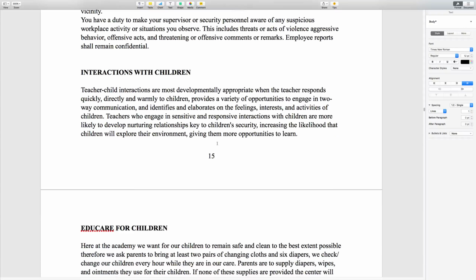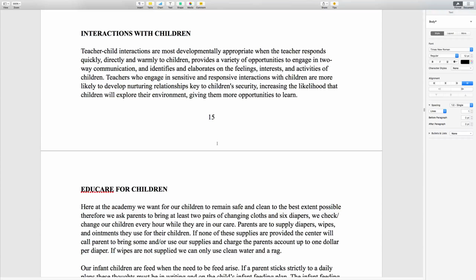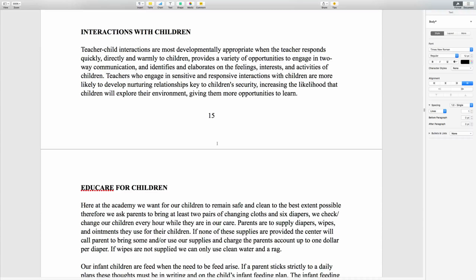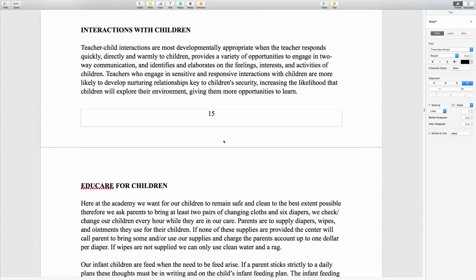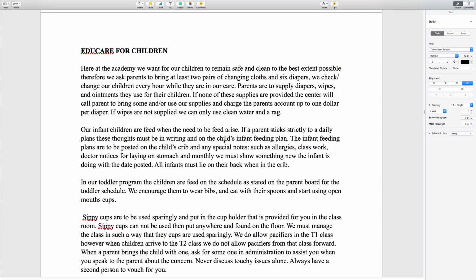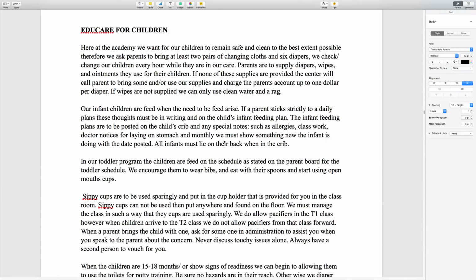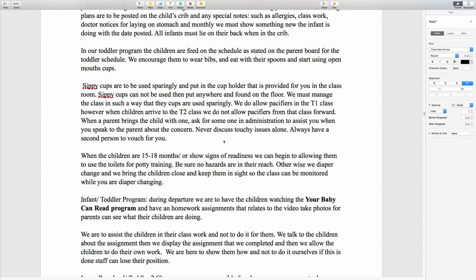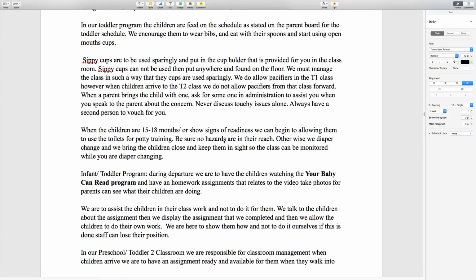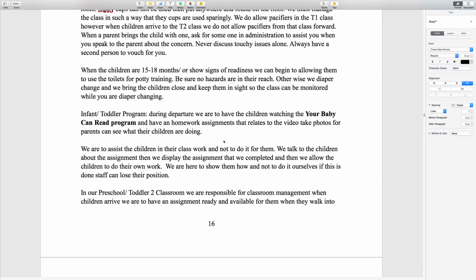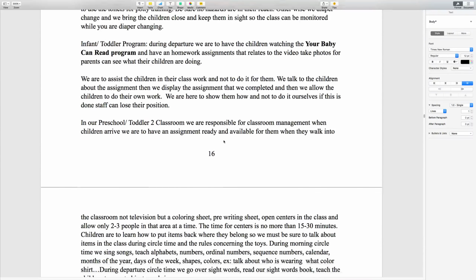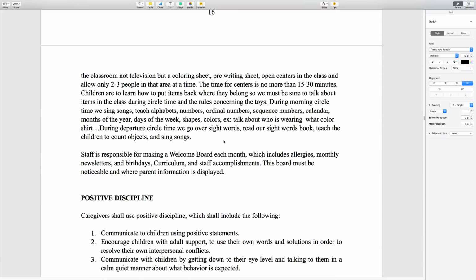Interactions with children, you talk to them about how you want the interactions done with your children, because that's important for them to go through this particular training with you. So you may have an interaction training, you may have an educare training, because we walk them through feeding infants, feeding schedules, sippy cups, signs of readiness, how the infant and toddler program operates, how the preschool and toddler 2 program operates. So understand what you mean when you're saying how to do the educational part of the care of children.